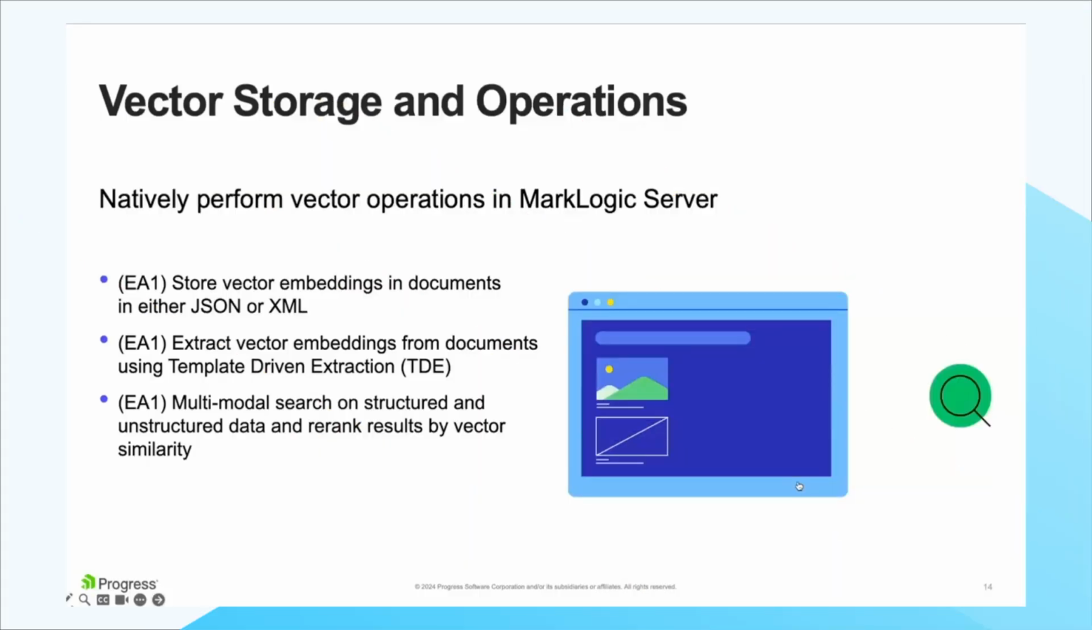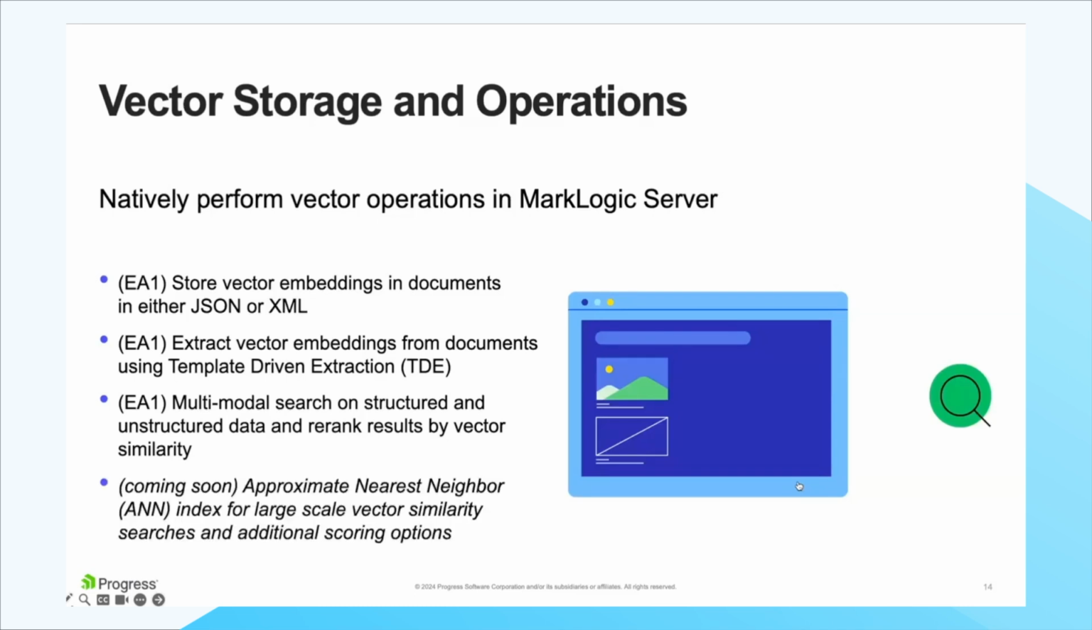MarkLogic 12 Early Access 1 introduces really the first iteration on our vector search roadmap. The capabilities in EA1 allow extraction and storing of vector embeddings in the database and calculation of vector similarity distances, allowing for implementation of techniques such as re-ranking of search results based on vector similarity. We will build on this by adding approximate nearest neighbor indexing capabilities in the final release of MarkLogic 12.